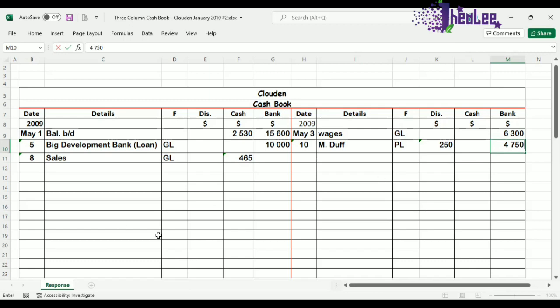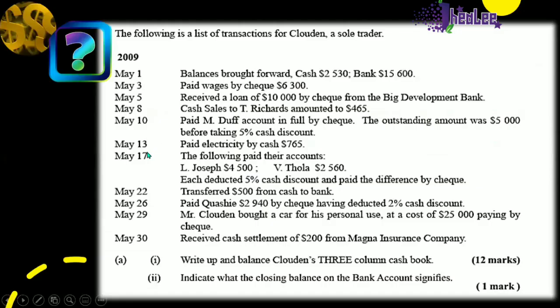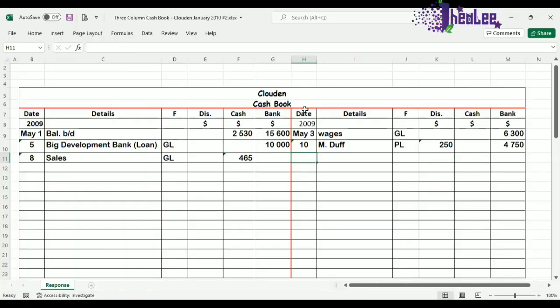So let's continue to look at the transactions. We have May 13th, paid electricity by cash. Paid electricity by cash, $765. And because you made a payment, we're going to record that on the payment side. So that is May 13th. Our details is electricity.